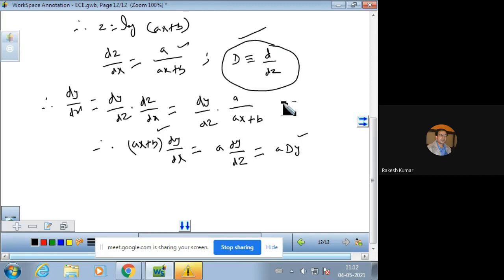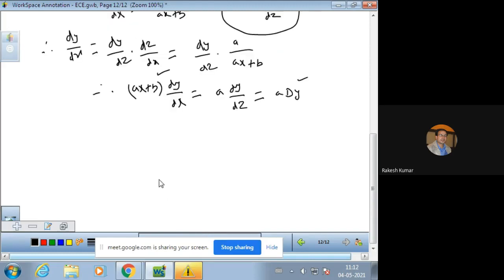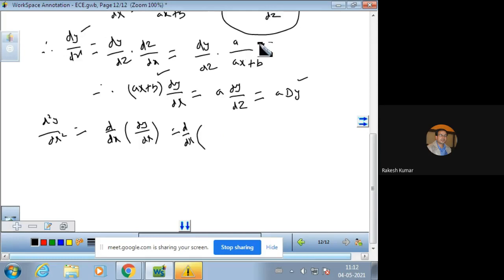Now, similarly, we shall find out the other values, and let us discuss the second order derivative term, d square y by dx square. That will be d/dx of dy by dx, and d/dx of dy by dx is equal to this value. So you will substitute the value a over ax plus b into dy by dz. So you will find out the derivative of this term with respect to x, and let us find out the derivative using the u into v formula.